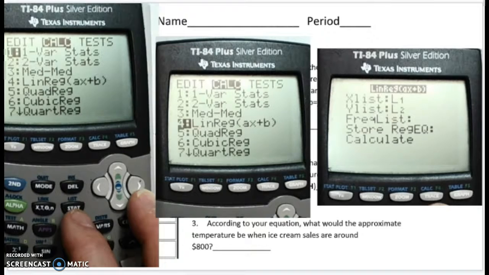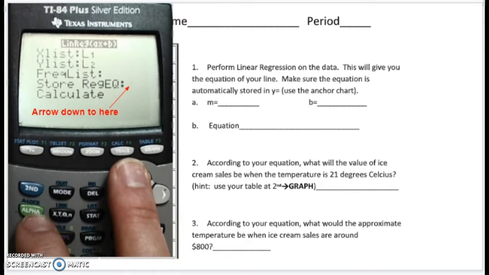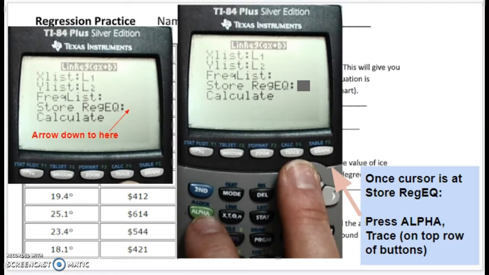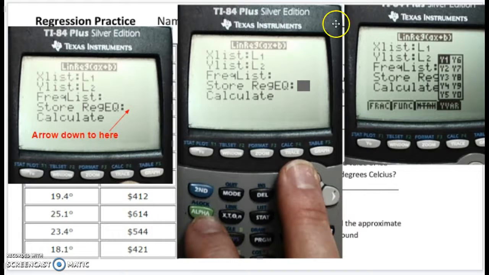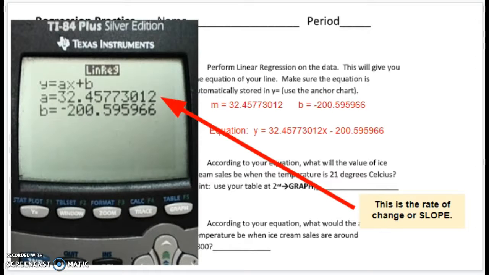Now once this screen appears, you're going to arrow down to where it says store regression equation. And once your cursor is there, you can press, what did I say? You can press your alpha calc, like my fingers are doing right here. You put alpha and then calc, or the trace button right here, and this will pop up. And you just keep pressing enter, and you notice that, hey, wow, there is my slope right there.